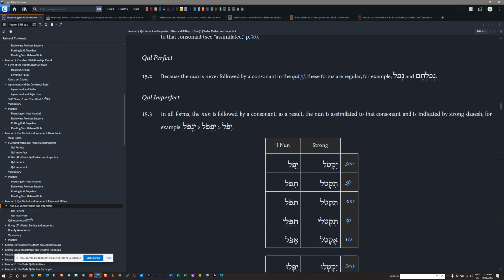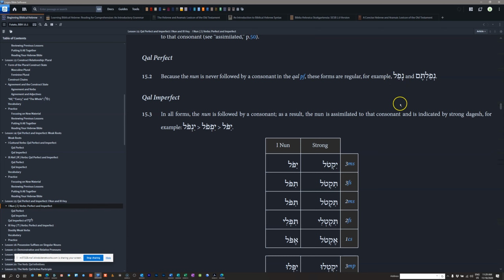Either the noon will just stay there. It won't assimilate at all because it can't assimilate. So if instead of nafal we had something like na'al with an ayin in here, na'al.